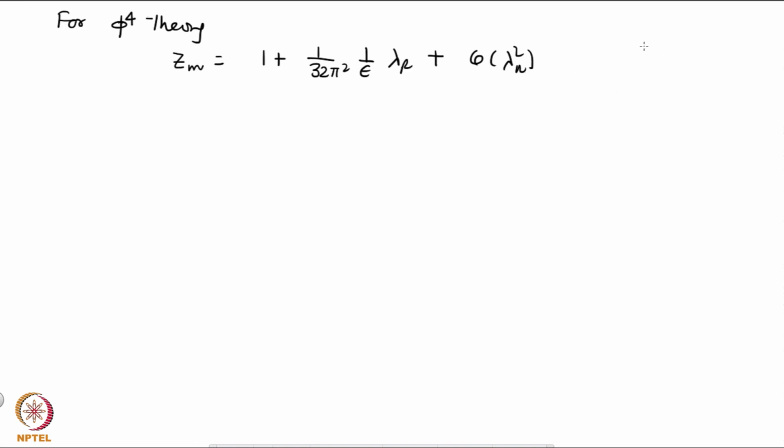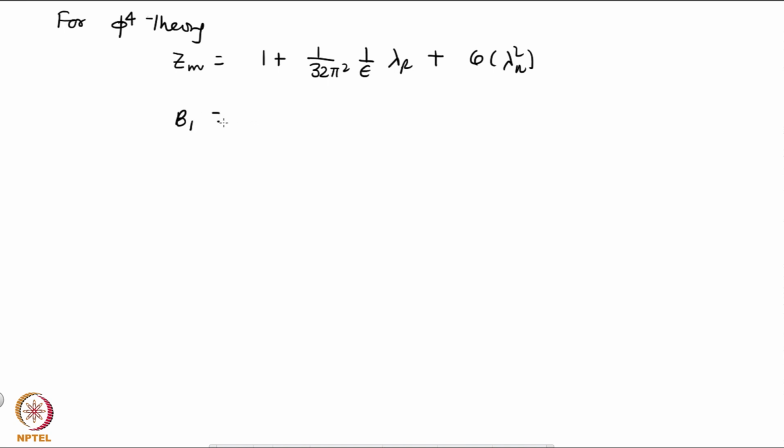Because other single pole terms from order lambda r square, order lambda r cube, I have not calculated, so I don't have them here. So I will be using only this one. So Zm is this.